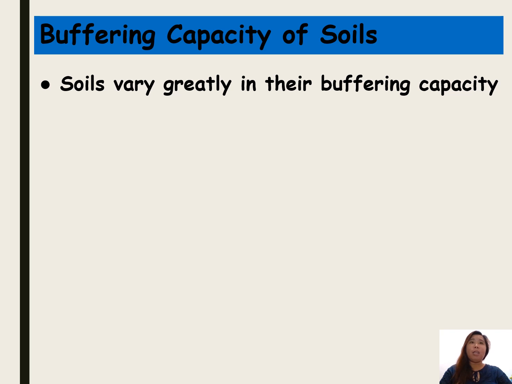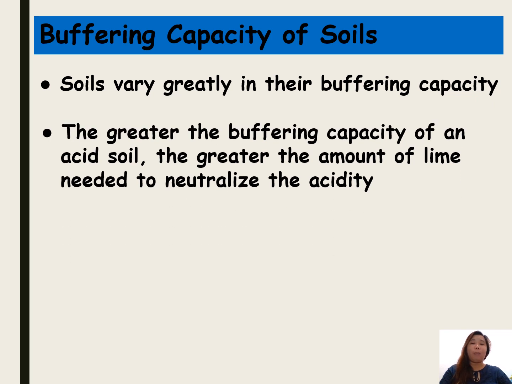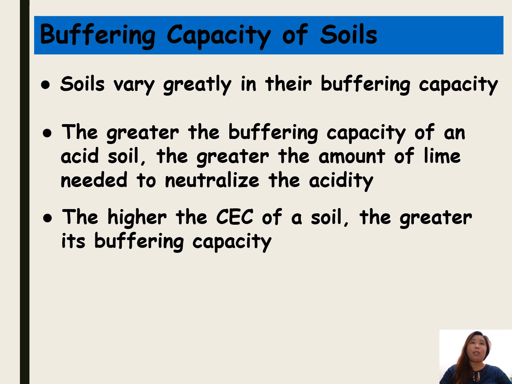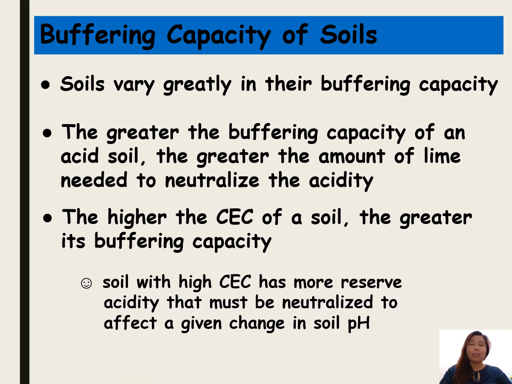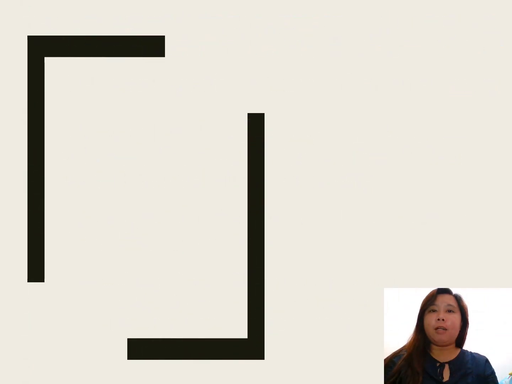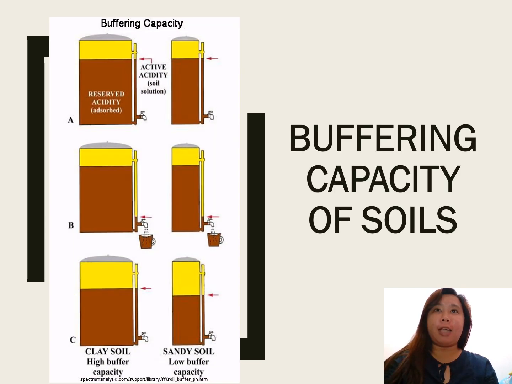Now, soils vary greatly in their buffering capacity. The greater the buffering capacity of an acid soil, the greater the amount of lime needed to neutralize the acidity. The higher the cation exchange capacity of a soil, the greater its buffering capacity. And soils with high CEC have more reserve acidity that must be neutralized to effect a given change in soil pH. Now, let me illustrate the buffering capacity of clayey and sandy soil.